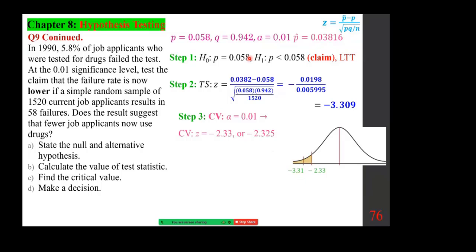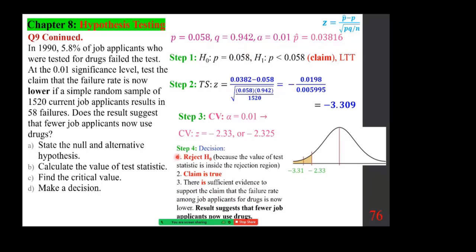Now, rejecting H0, let's just look at the first step. You are rejecting H0 because of what happened. When you reject H0, that means, loosely put, you are accepting H1 or HA, the alternative, and therefore the claim becomes true. Now, if the claim becomes true, you just rewrite this. There is sufficient evidence to support the claim that the failure rate among job applicants for drugs is now lower. Results suggest that fewer job applicants now use drugs.